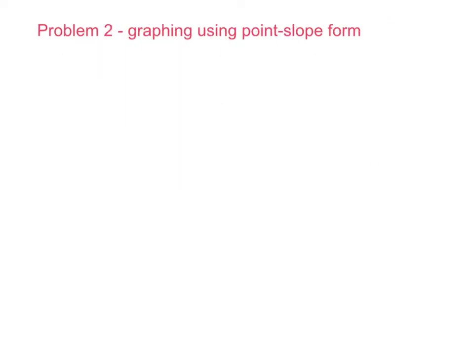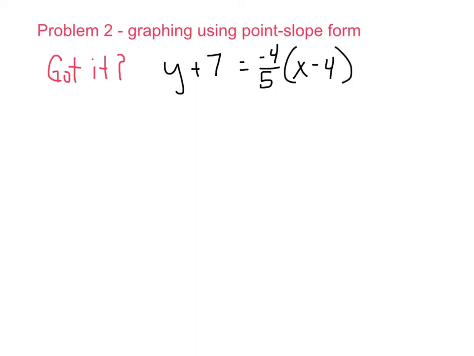The second thing you're going to learn how to do is how to graph using point-slope form. So let's look at the got it problem. We have an equation of y plus 7 equals negative 4/5 times x minus 4. So let's first find the slope. What's your slope? Our slope is negative 4/5.